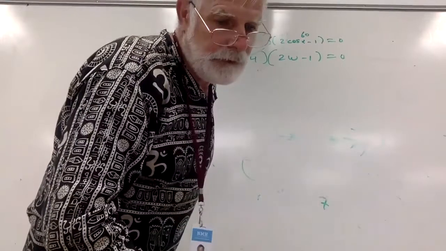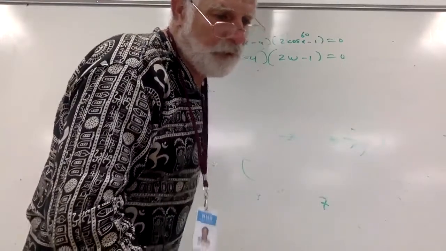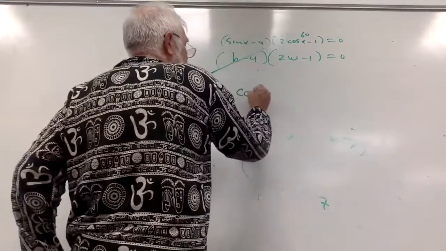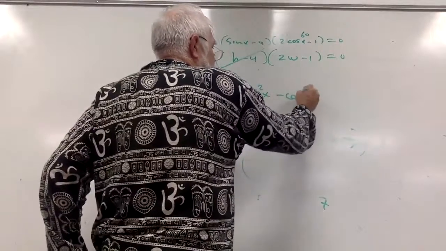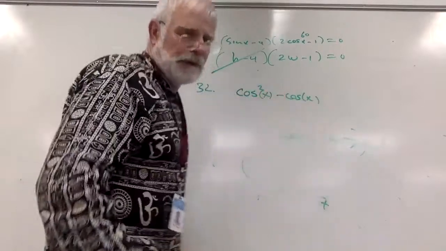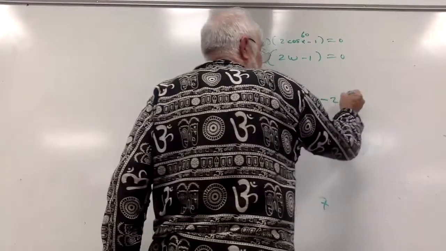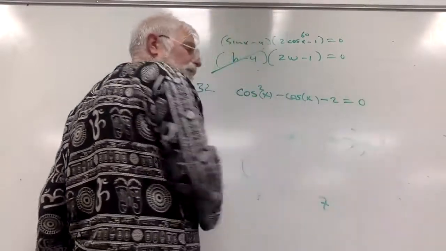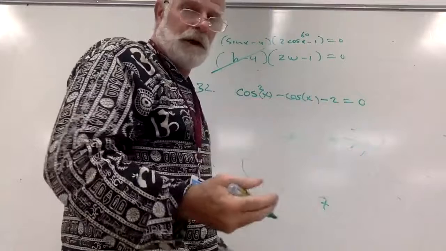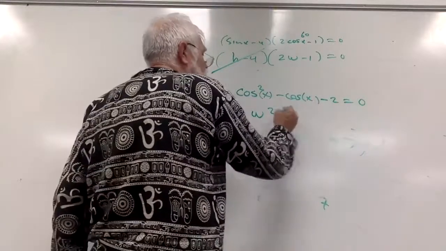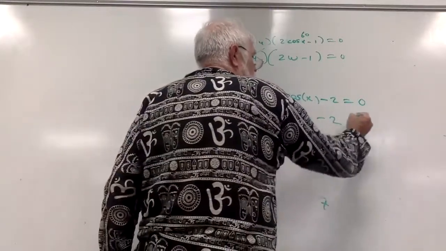33. That was 33. 34. Cosine squared x minus cosine x. I'm being mean to you if I'm giving you this right away. This is a tough problem for you at this stage of your development. But I'm telling you, you can write cosine as what? W. So that's w squared minus w minus 2 equals 0.